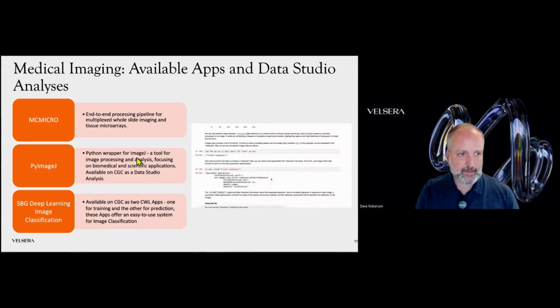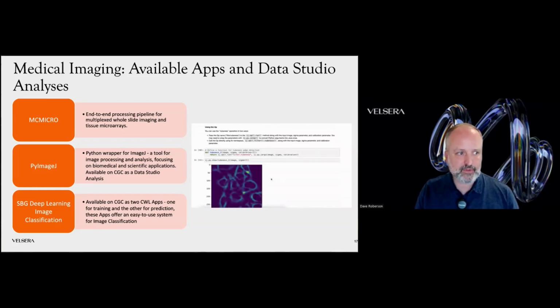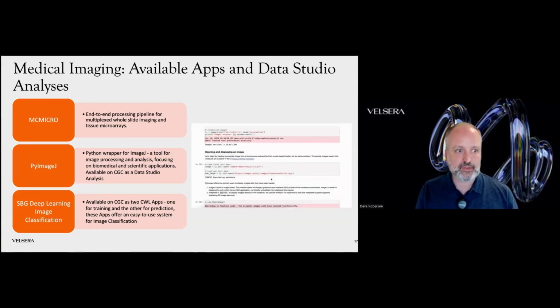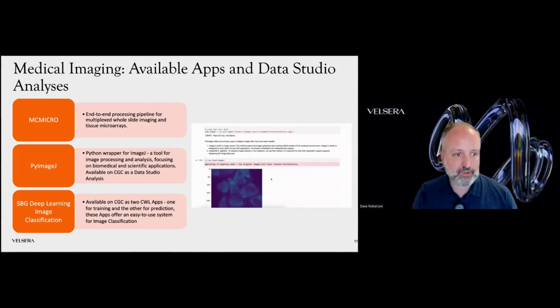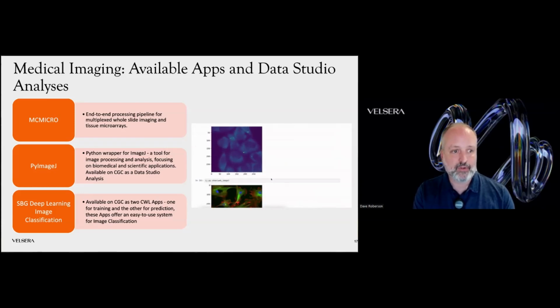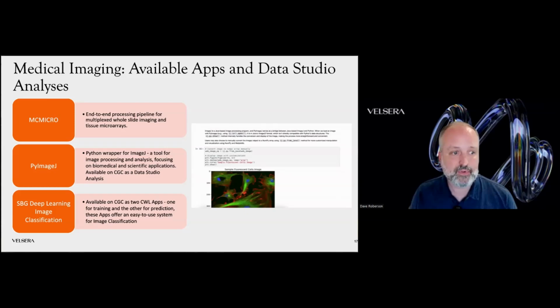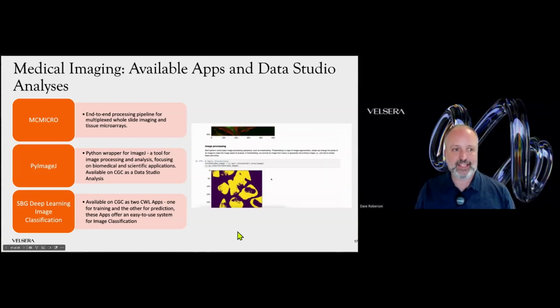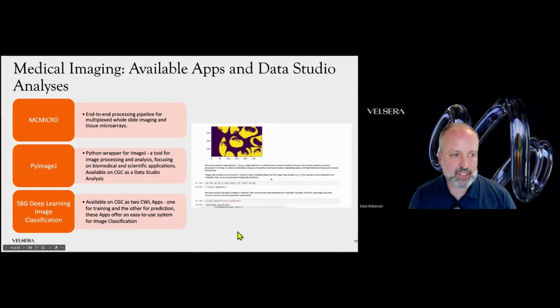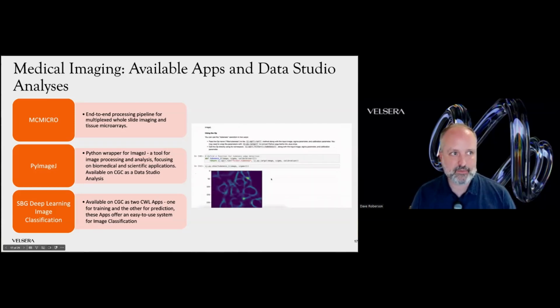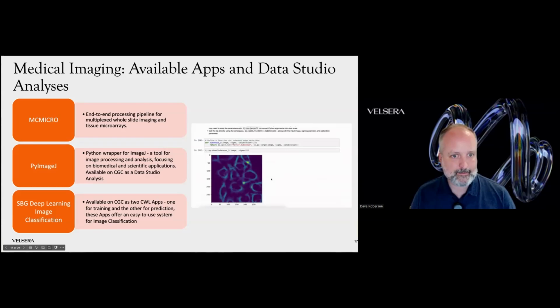and learn how to use that in the privacy of your own project using CRDC data sets. And finally, we have an older app called SVG Deep Learning Image Classification. These are available in the public apps gallery as 2 CWL apps, one for training and one for prediction. You can combine them in the same workflow if you want, but these are an example of an easy to run training and prediction system for image classification.